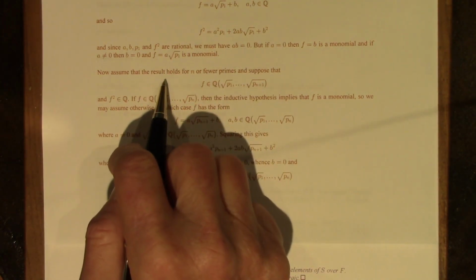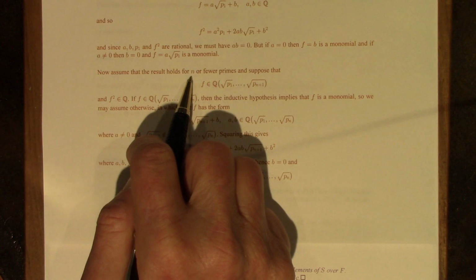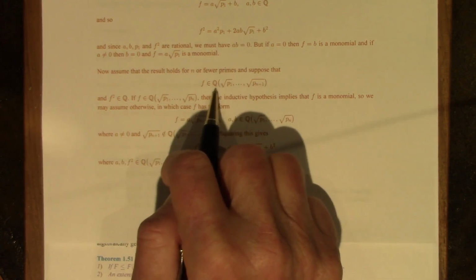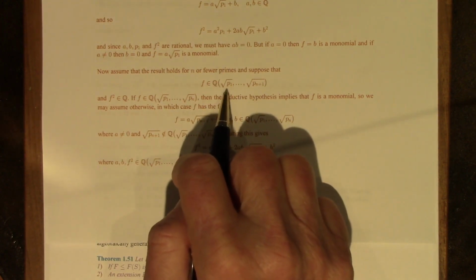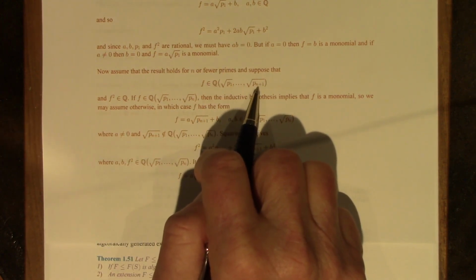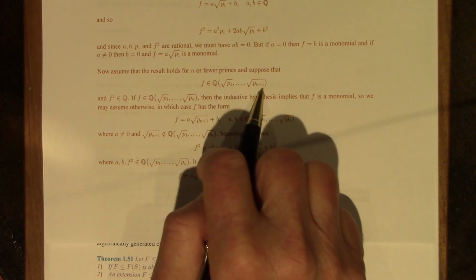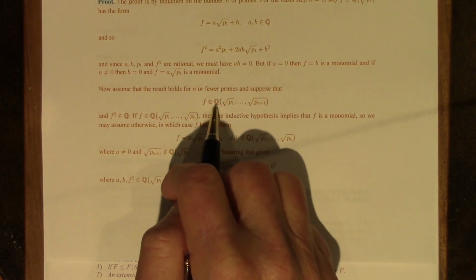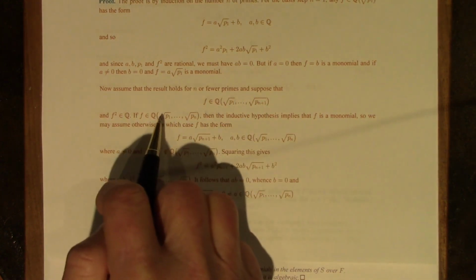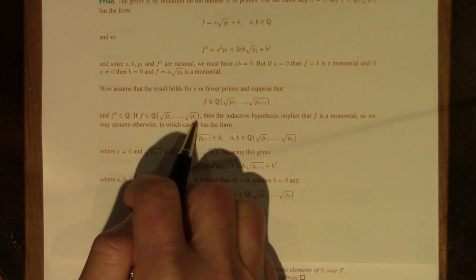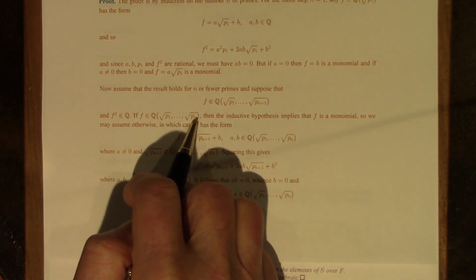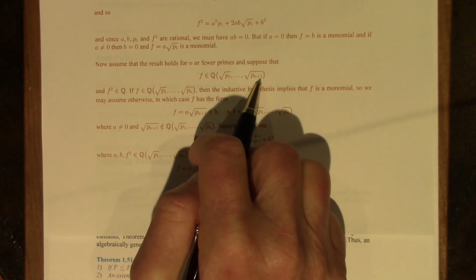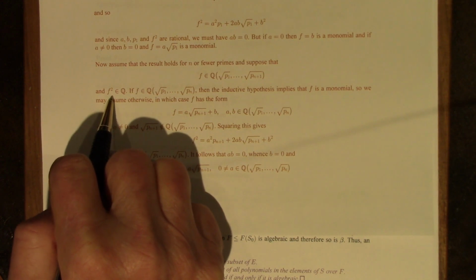So let's assume that this result holds for n or fewer primes, and suppose that f belongs to the field Q with the first n plus 1 primes, square root primes adjoined. Just to keep the language down, I'm going to call this the larger field. And if we stop at Pn, I'm going to call that the smaller field. Okay.